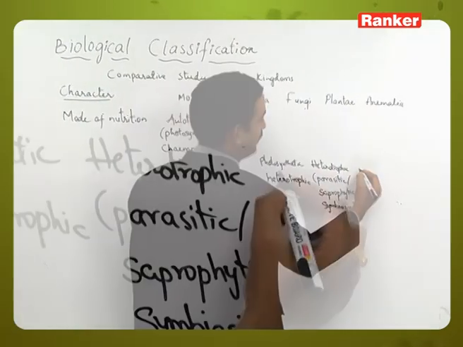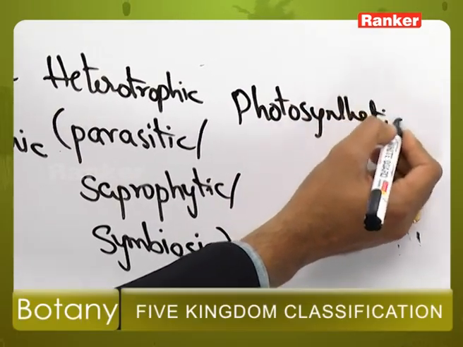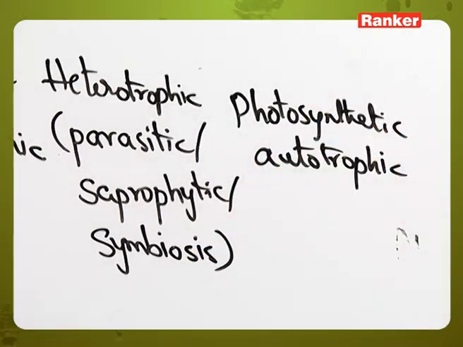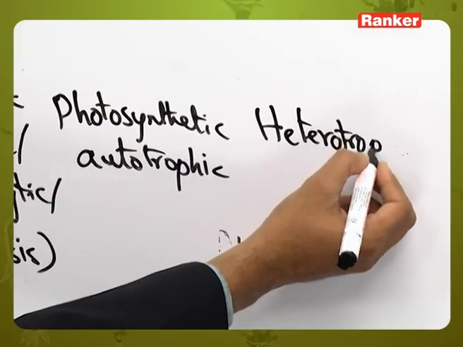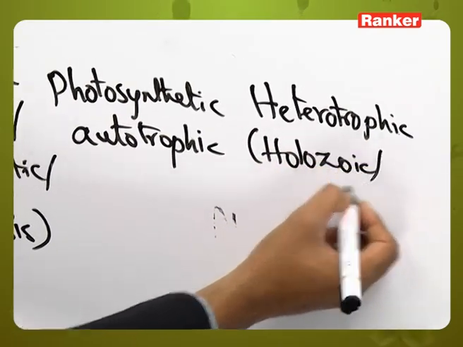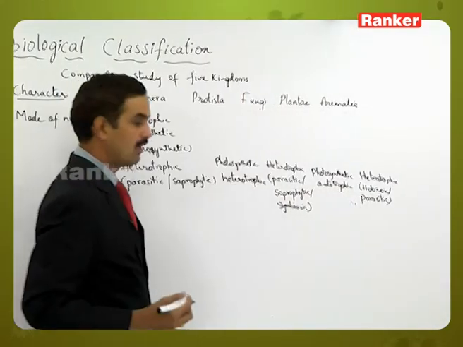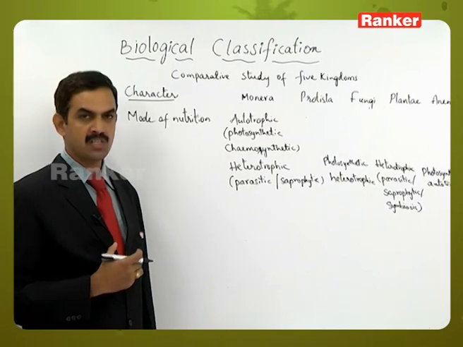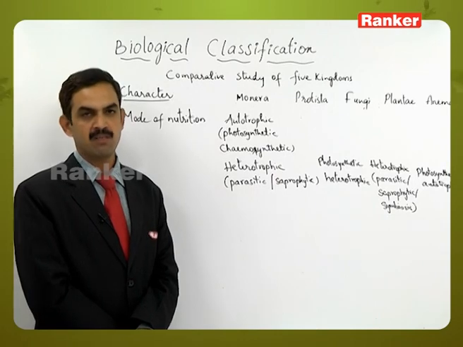Then Plantae are photosynthetic, or we can call them autotrophic in nature. Whereas Animalia are heterotrophic. They may show either holozoic type of nutrition or parasitic type of nutrition. Likewise, a lot of diversity can be seen in nutrition also. So these are the characteristic features by which we can basically differentiate the 5 kingdoms that have been classified by the scientist Whittaker.